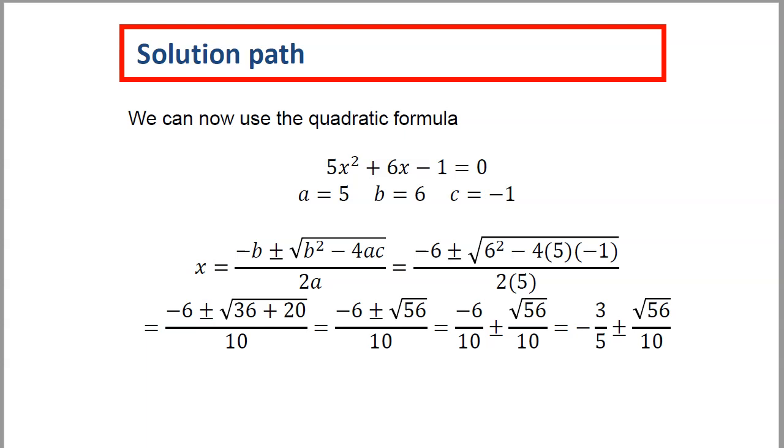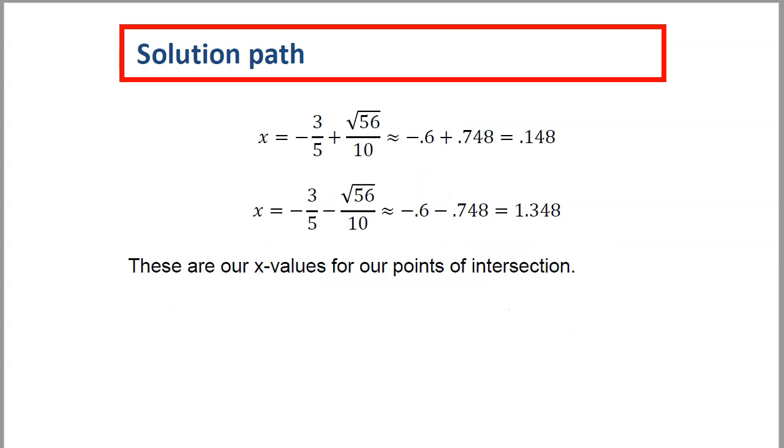A is 5, b is 6, and c is negative 1. When we put this in the quadratic formula and solve, we end up with negative 3/5 plus or minus the square root of 56 over 10. So our two solutions are x equals negative 3/5 plus the square root of 56 over 10 and negative 3/5 minus the square root of 56 over 10, which, as you can see, are numbers that are not integers or rational numbers. So these are our x values for our points of intersection.